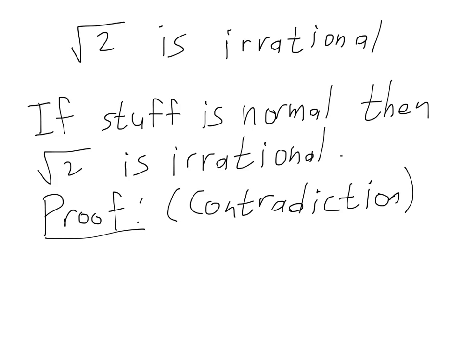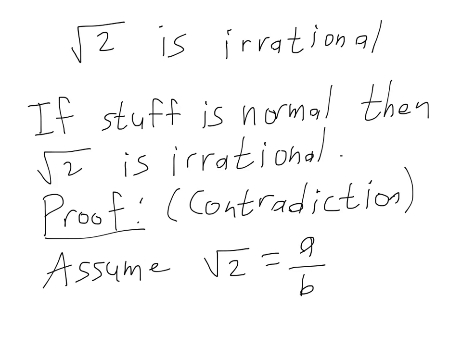what we're going to do is assume the negation of the conclusion. We'll assume that the square root of 2 is rational. So it's of the form a over b, where a and b are elements of the set of integers.